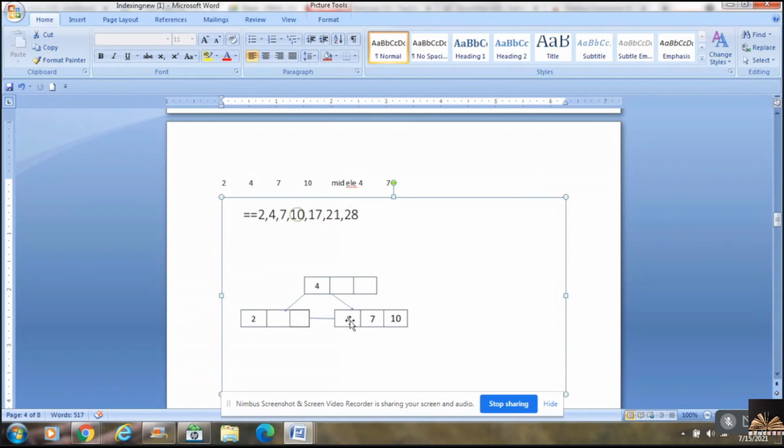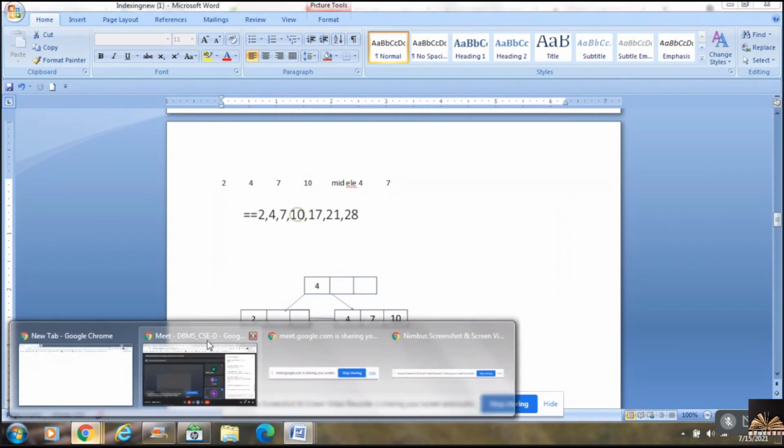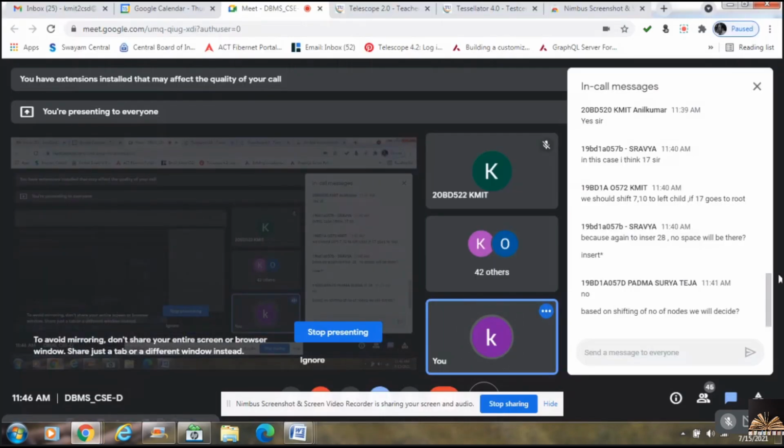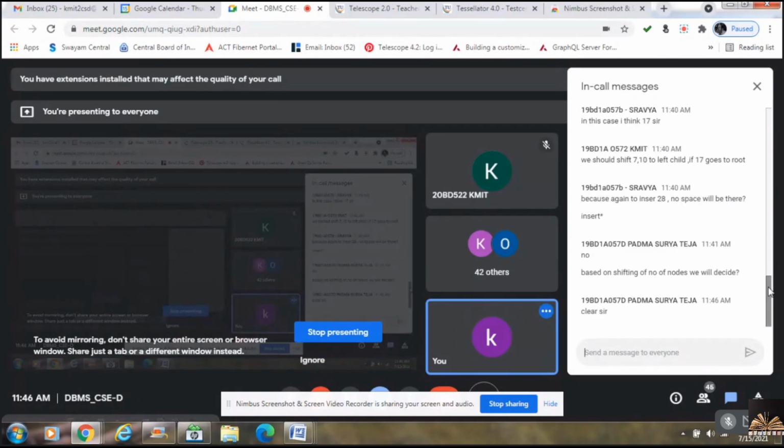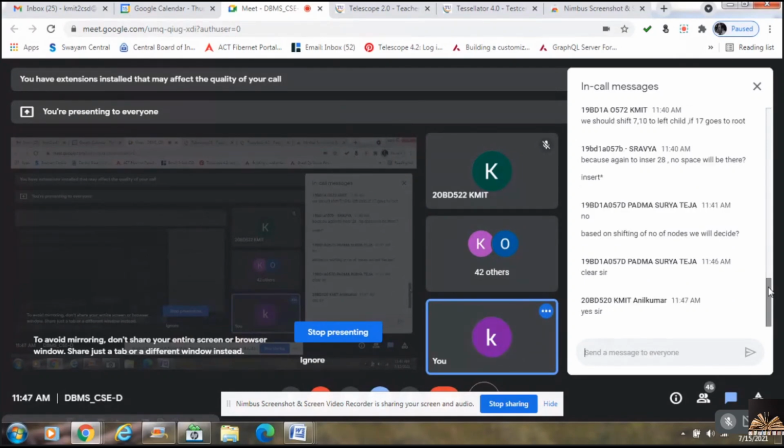Here we are having two middle elements: 4, 7, 10, 17. I'm pushing 7 directly. Why am I pushing 7 directly? Because I'm working with the left bias concept. If I push 10 directly, it would be the right bias concept. Is the concept clear? Why 7 or why 10? That is because of left or right bias with respect to splitting. Is it clear?